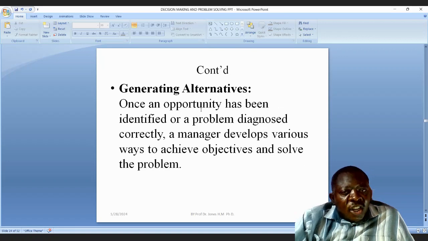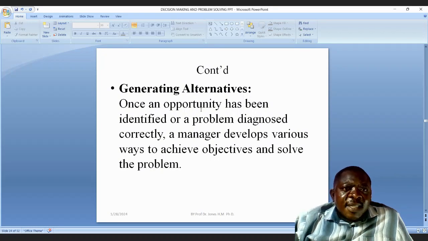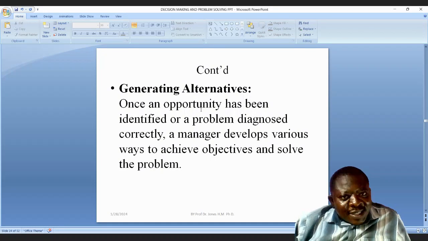Then there is generating alternatives as another step in problem solving. Once an opportunity has been identified or a problem has been diagnosed correctly, a manager develops various ways to achieve objectives and to solve the problem. Remember, it is critical to come up with the best diagnosis of your problem. If you don't diagnose your problem correctly, the problem will not be fought.